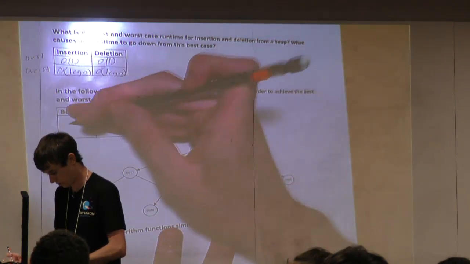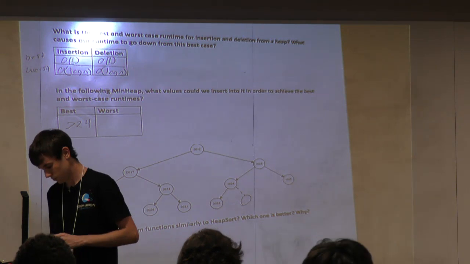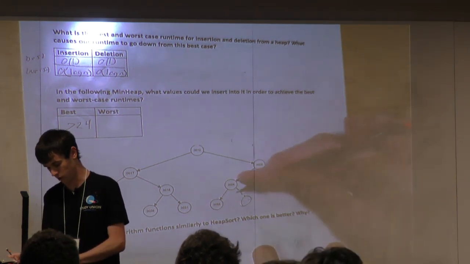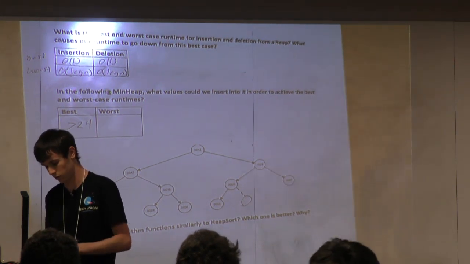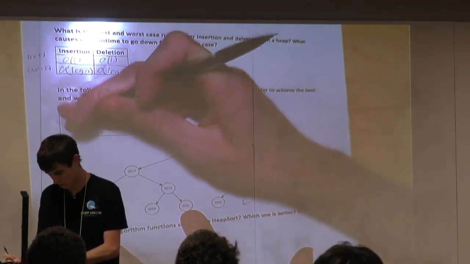So I'm just going to write here. So I could insert 25 in there and it wouldn't have to percolate up because this comparison would always hold true. Actually, I should say this should be, let me write this really fast.